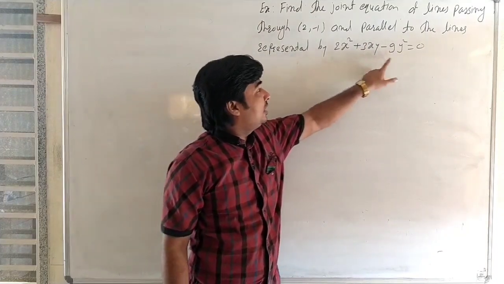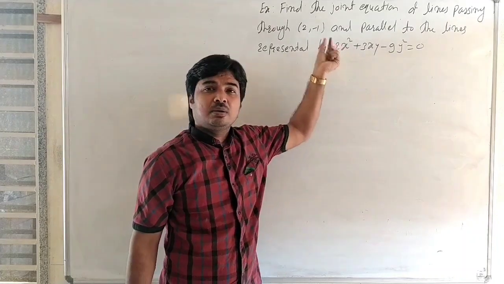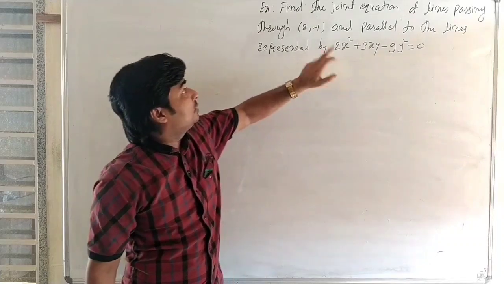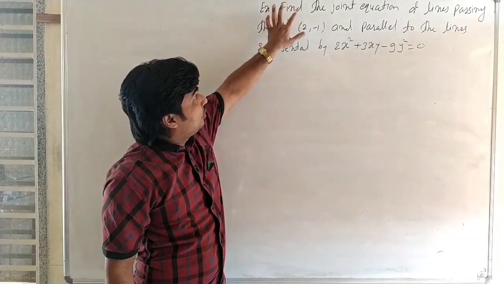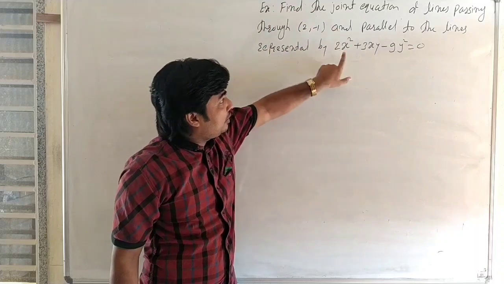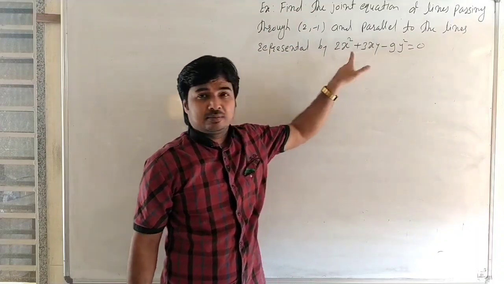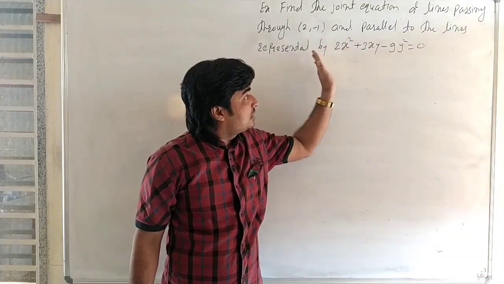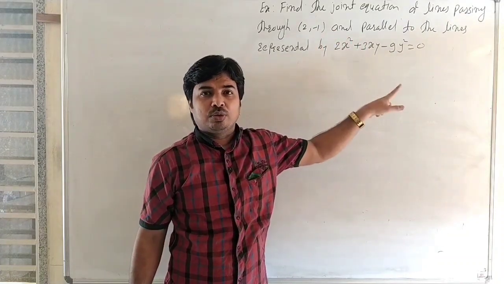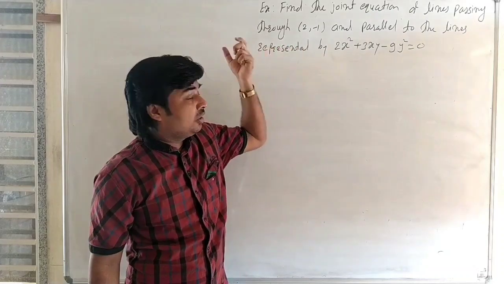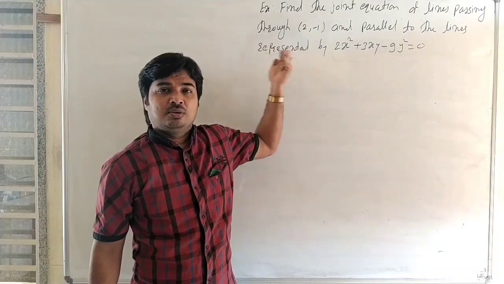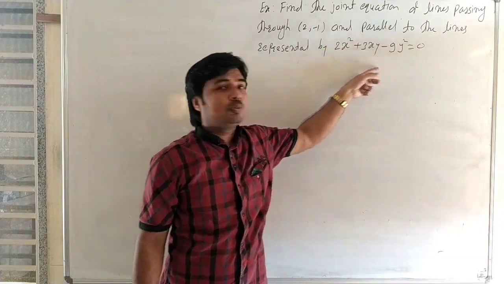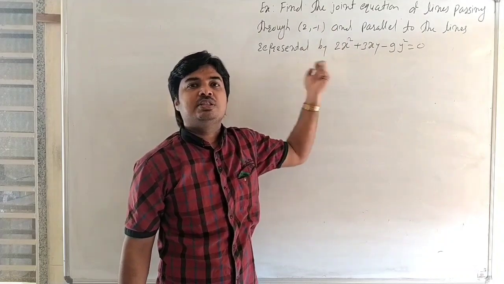It is a second degree homogeneous equation. That means it is the combined equation of two lines. First we have to find the slope of these two lines, which are parallel to this line. We want to find the joint equation of lines which are parallel to these lines. Therefore, first we separate this equation and then find the slope of each line. In the last example we were already given two lines which were parallel or perpendicular. Here the parallel condition is there, but the two lines are in the form of a combined equation. Therefore first we separate this.